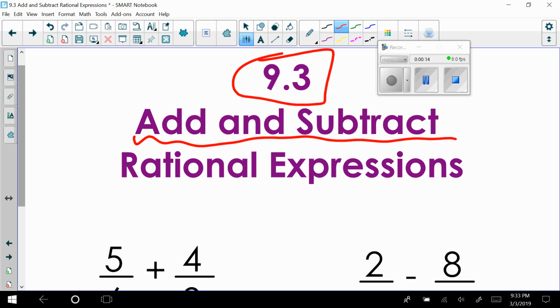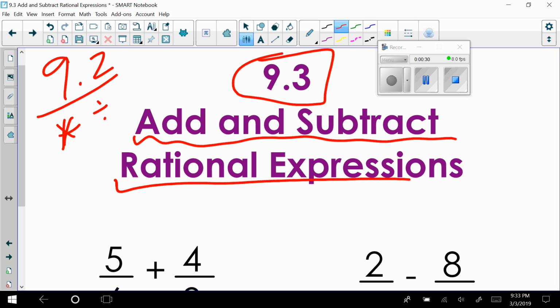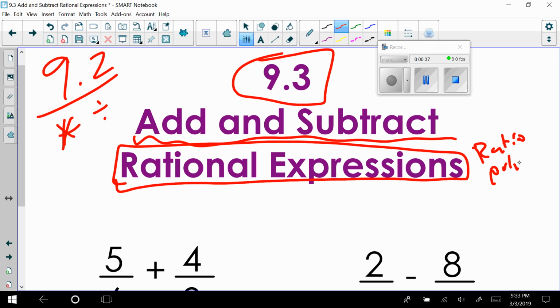In 9.2, we did multiplication and division, which normally you think are harder, right? Those you learn after addition and subtraction, but in reality, because rational expressions are ratios of polys, these are actually going to be significantly harder because we're trying to add and subtract fractions, right?